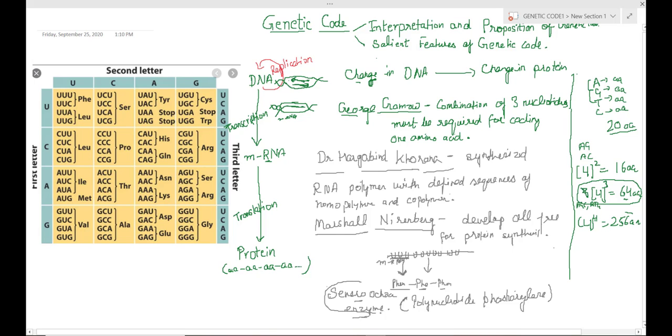So these are all about the interpretation and proposition of genetic code. Through all these discoveries and propositions, finally a checkerboard for the genetic code has been developed. This is the checkerboard for the genetic code, and there are 64 codons in it, and these codons code for single amino acids.